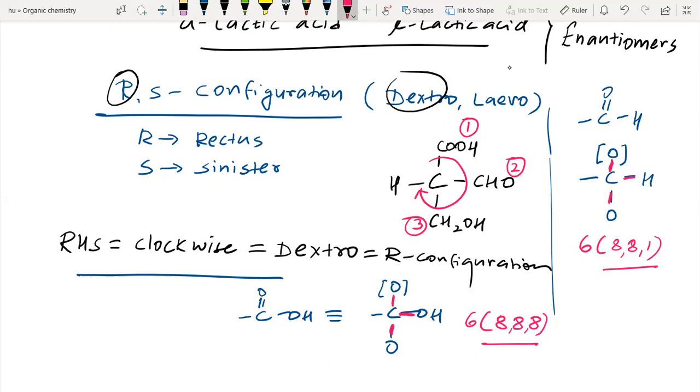Clockwise. See, right hand side, clockwise, dextro, R configuration. But our final answer is, this compound is levorotatory and having S configuration. Why like this?